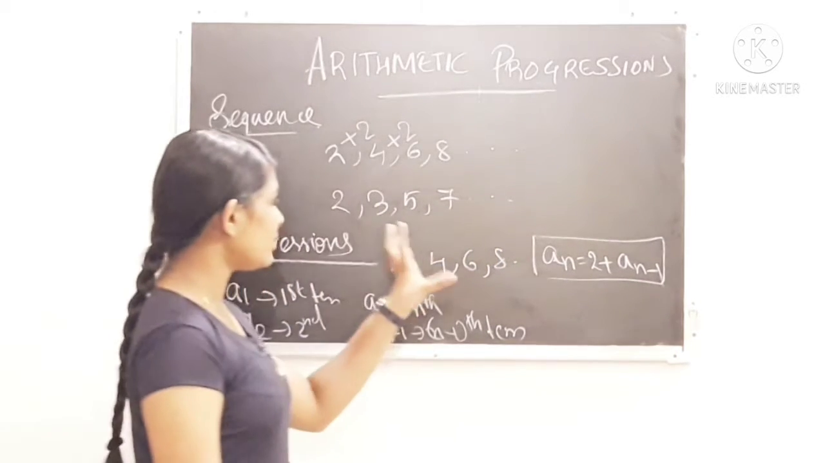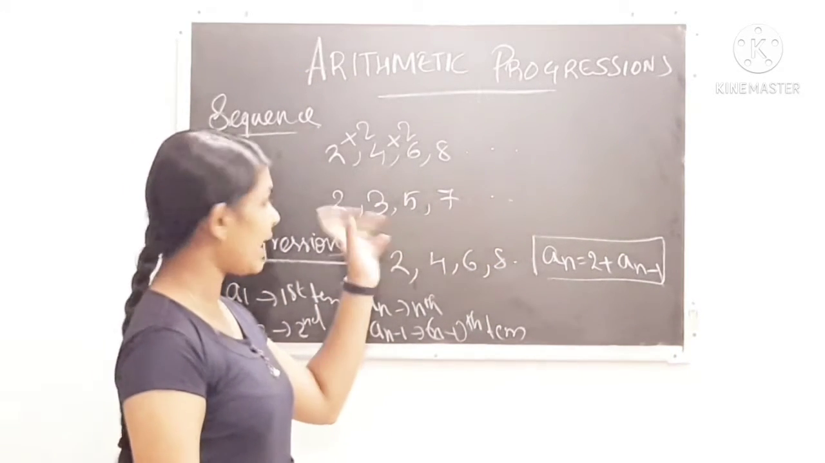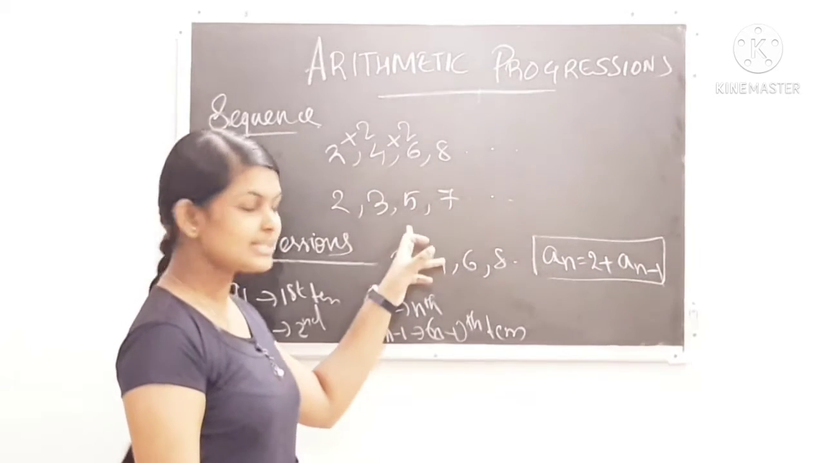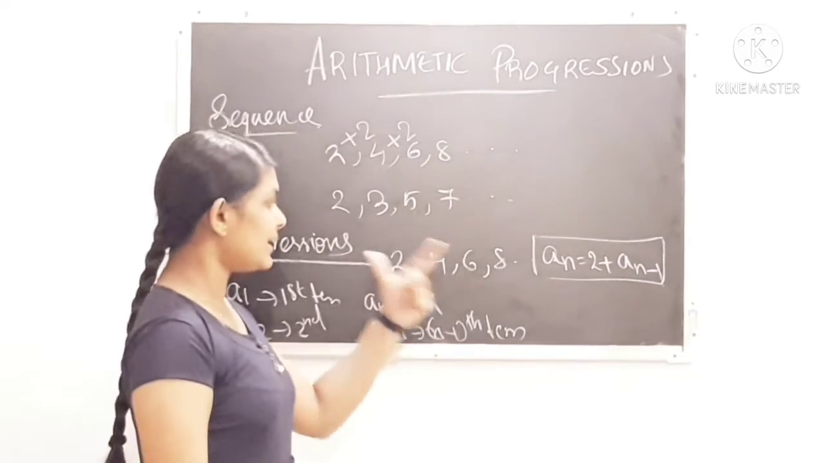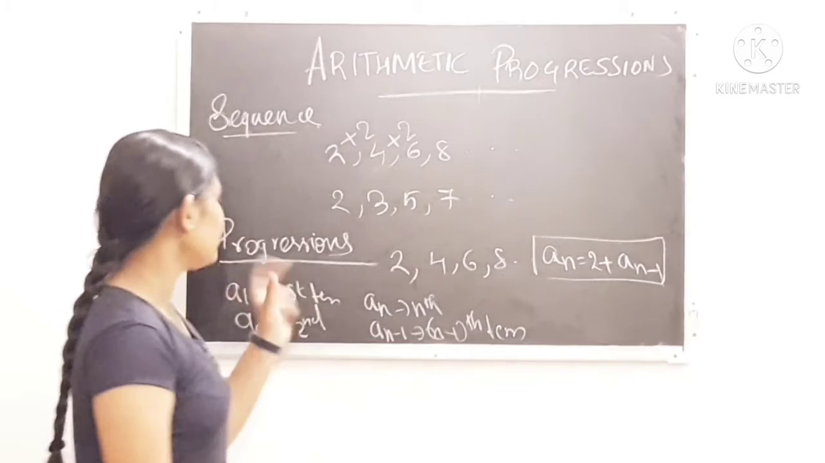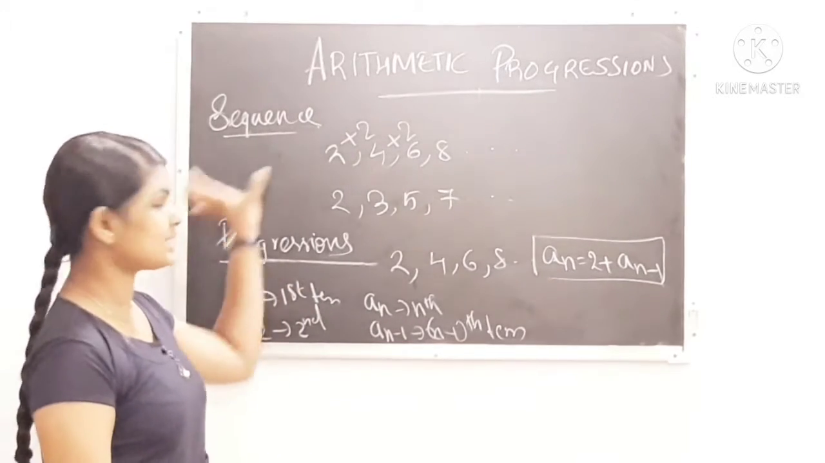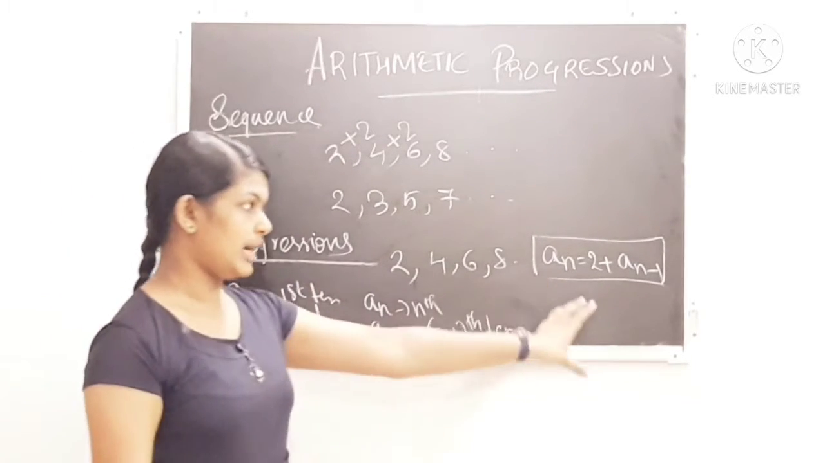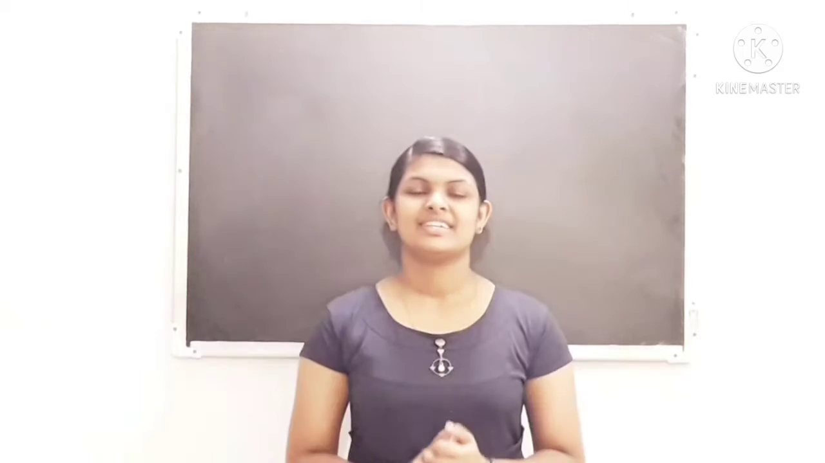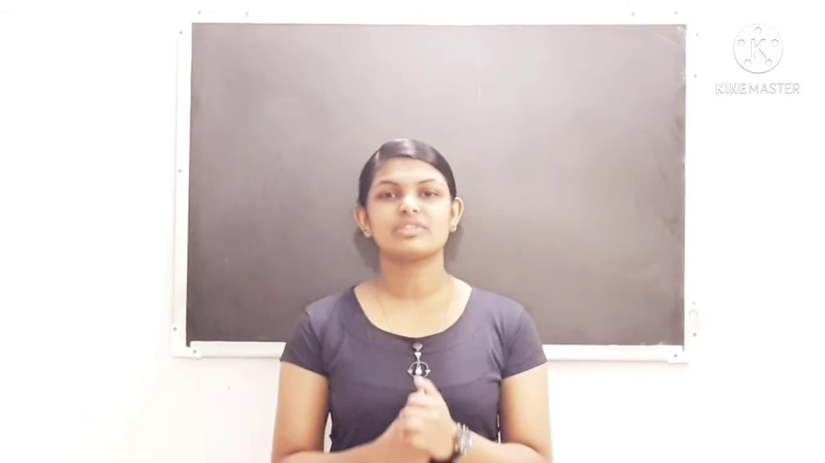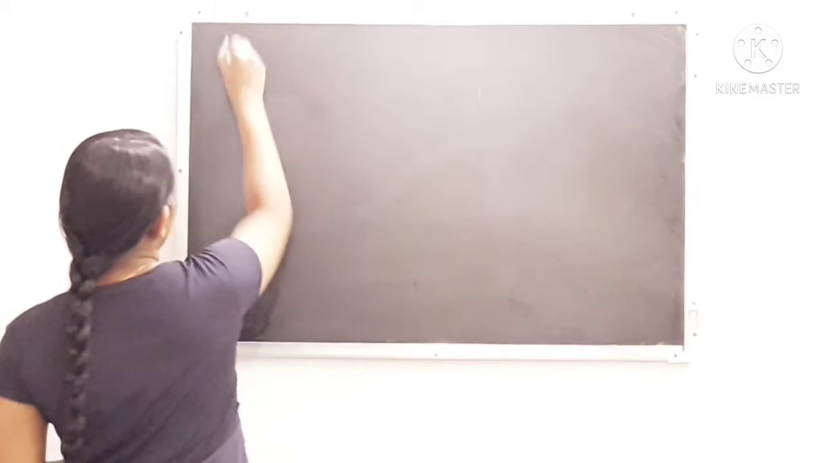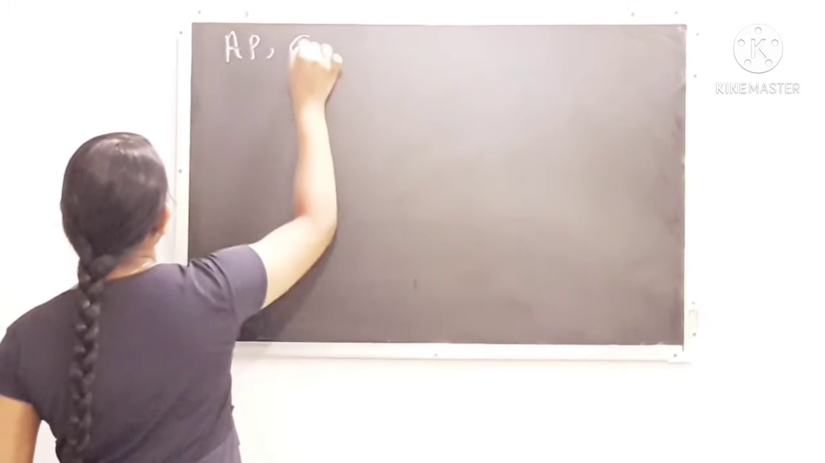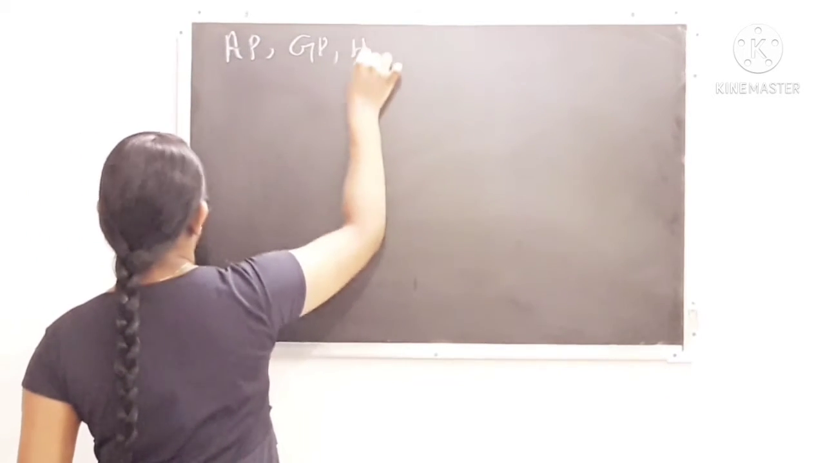But we can't write any correct formula to represent the nth term of this sequence, which means that this is not a progression, but this is a progression. So we can say progression means it is again a sequence of numbers, but there is a correct formula to represent its nth term. Progressions can be divided into 3. They are arithmetic progressions, geometric progressions, and harmonic progressions.